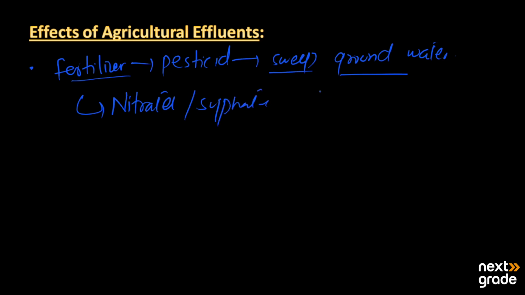When this water is again used at the domestic level, it may cause different types of problems in human beings. So this was the simple effect of agriculture effluents.